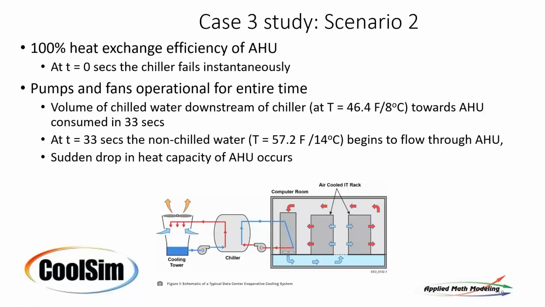Now, in the next scenario, scenario 2, we have the chiller going down, but the pumps and fans are operational. And so we have a reservoir of water traveling through this loop right here. And that we've already calculated. It's a little over 500 gallons. It gives us 66 seconds before it comes out. The chilled water downstream is consumed in 33 seconds. So every 33 seconds, because it's only half, right?